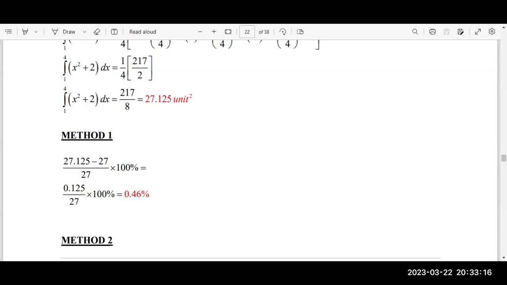0.46% is going to be the error in the calculation. So if you wanted to report it, you just say it plainly: the calculated error will be 0.46%.